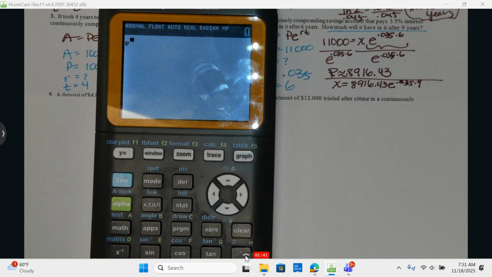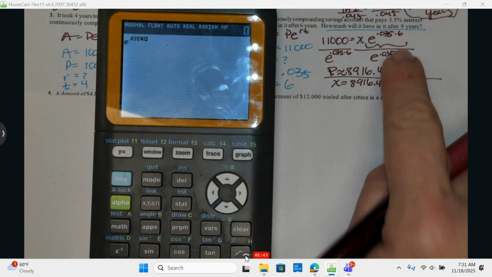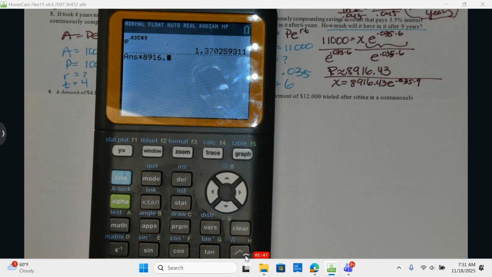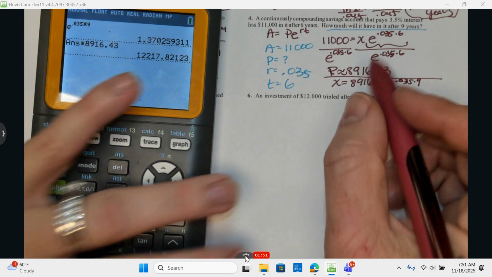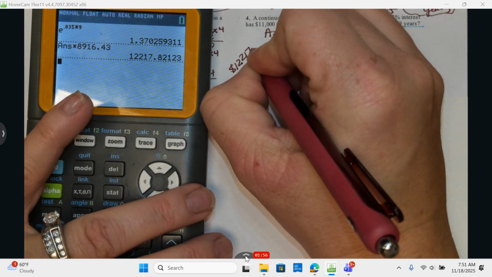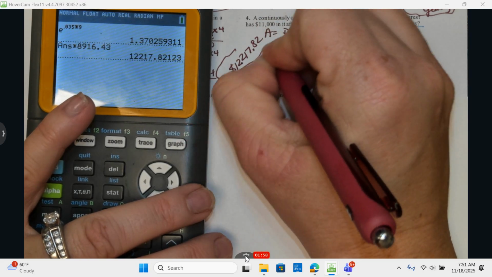So e raised to the 0.035 times 9, and then we're going to take that times that initial investment of $8,916.43. Okay, if I can find room here, it's going to be $12,217.82.